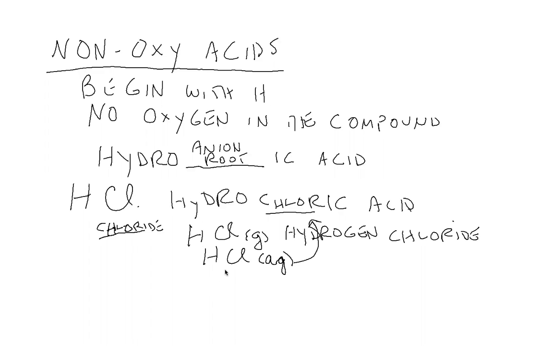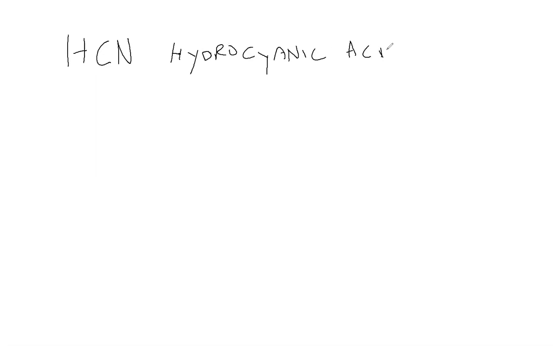All right, so let's do a few more examples. All right, so let's take a look at HCN. All right, so it's our acid, it's beginning with H. CN, this is the cyanide ion. So for our name, we started with hydro. And cyanide becomes cyanic acid. Hydrocyanic acid from the cyanide ion.